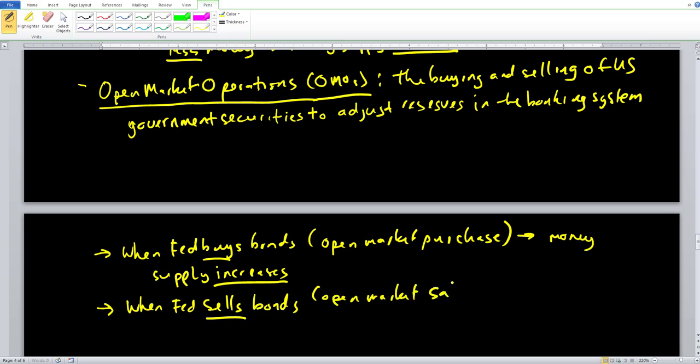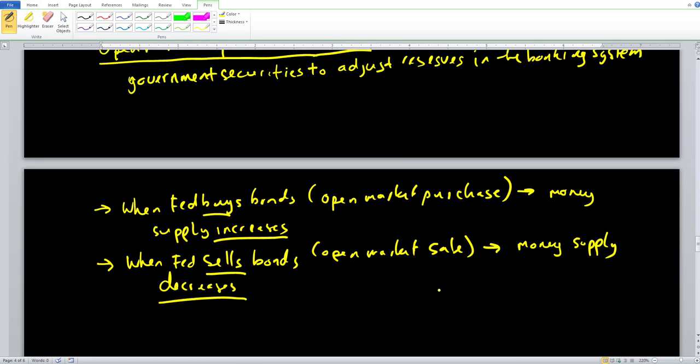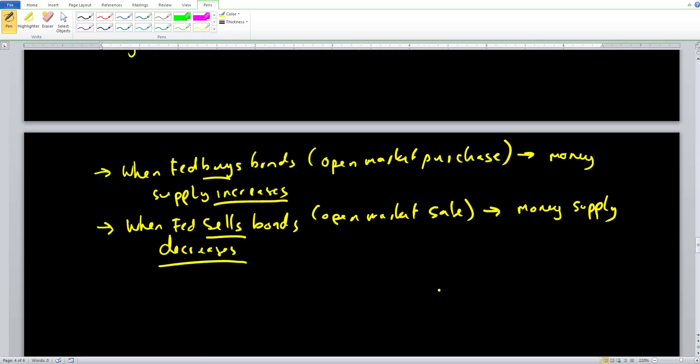Open market sale, and boom, money is immediately taken away from the economy. The money supply is going to decrease. And what exactly is the Federal Reserve trying to do with these open market operations, by buying and selling bonds, by increasing the money supply and decreasing the money supply?